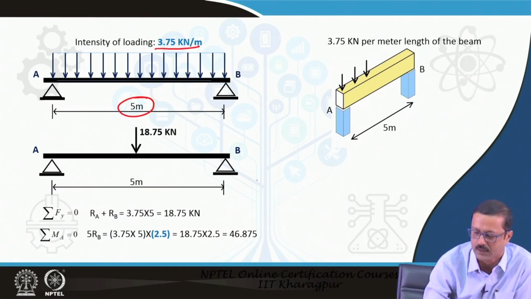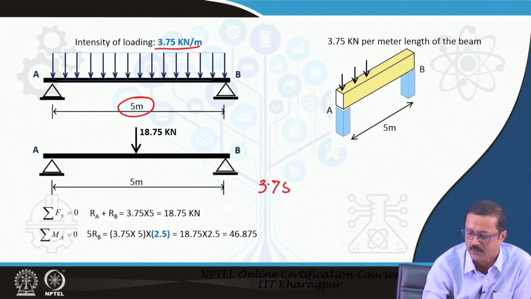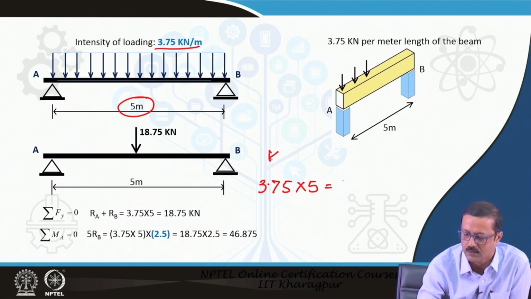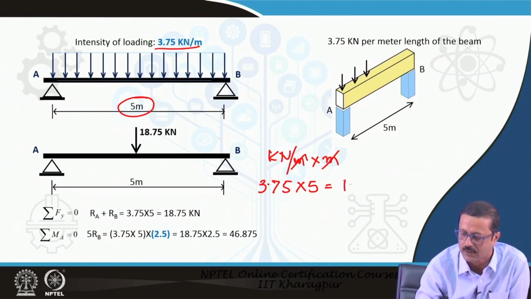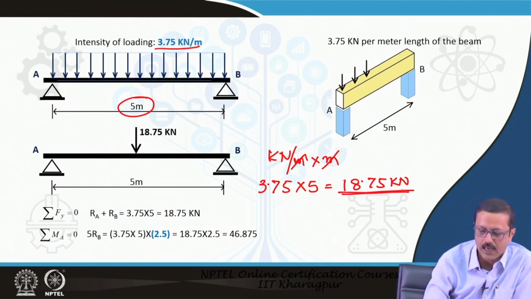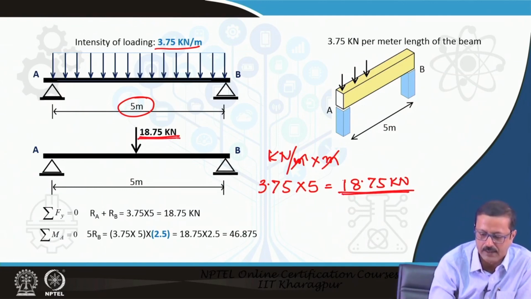So, if I multiply 3.75 into 5, then this is in kilonewton per meter, and this is in meter. So, meter gets cancelled. Finally, I will get 18.75 kilonewton as the total load, and that is acting over here at a distance 2.5 meter from A.